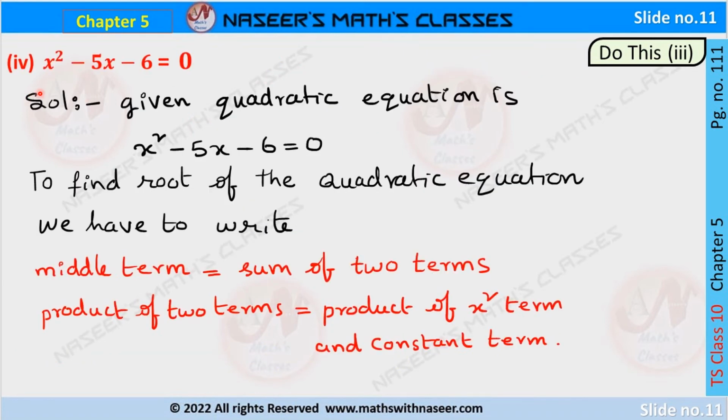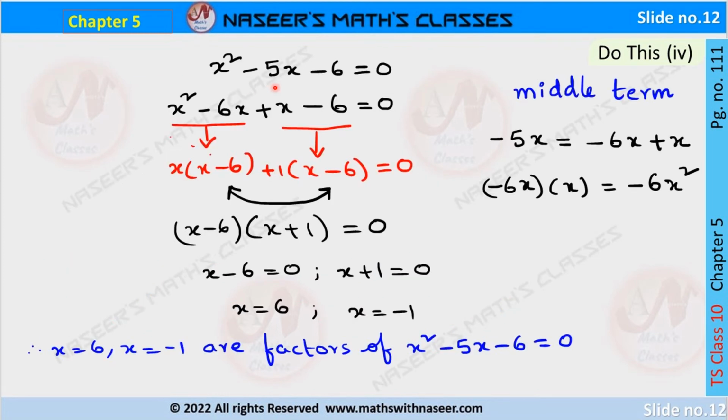Here the fourth problem is x² - 5x - 6 = 0. To find the roots of this equation, we have to split the middle term -5x as the sum of two terms in such a way that if we multiply these two terms, we get the product of the x² term and a constant term. So in this quadratic equation, -5x is the middle term.